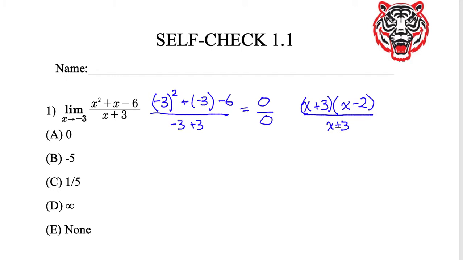That was factoring. Now I cancel. It's pretty straightforward. What's going to cancel? And then I plug in again. When I plug in -3, -3 minus 2 is a -5. This is equal to now -5. The correct answer is B.